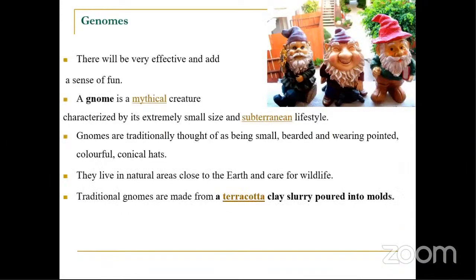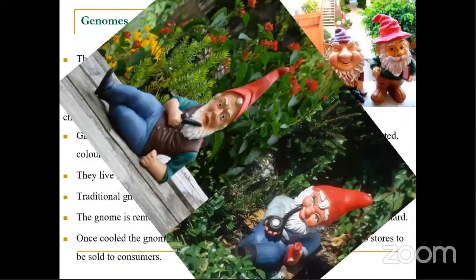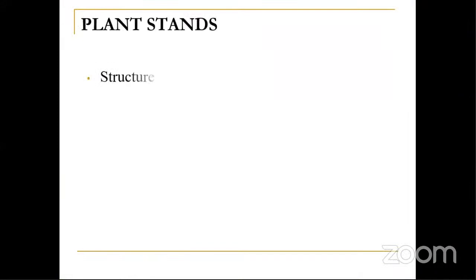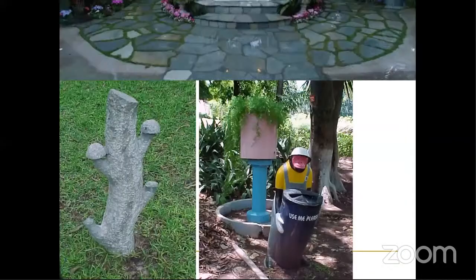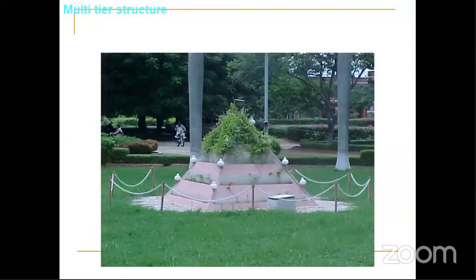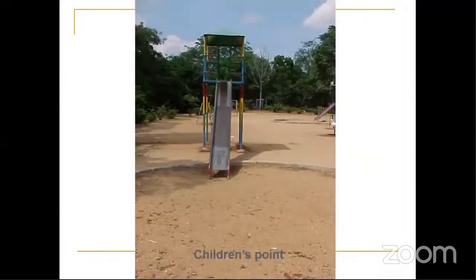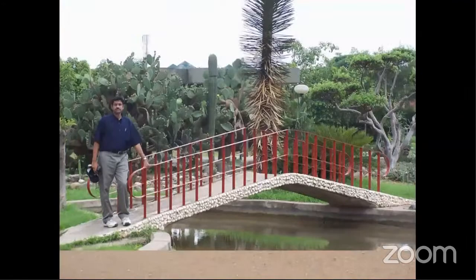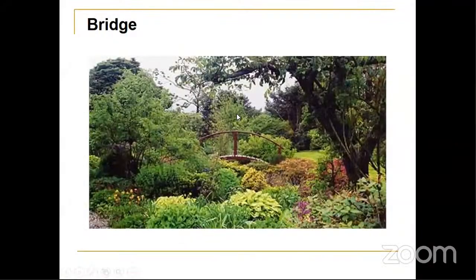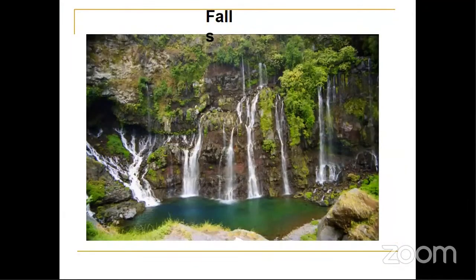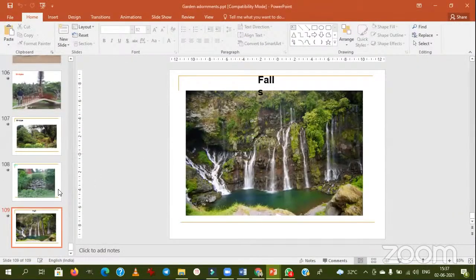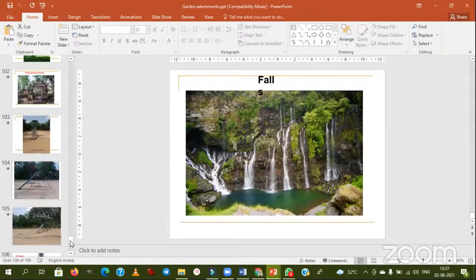These are all flower masks. Then these are all gnomes, meaning the funny aesthetic sculptures. Then these are the plant stands. Bridges are also garden ornaments. Okay, this completes the garden ornaments.